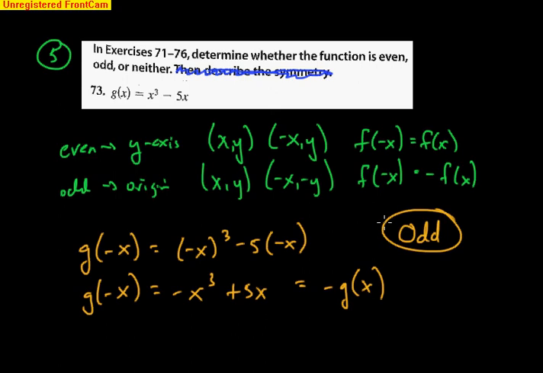Right. So here's 5 questions that I feel we need to get a little extra help on. Hopefully this proved useful, and you will do well on your quiz coming up on Tuesday.